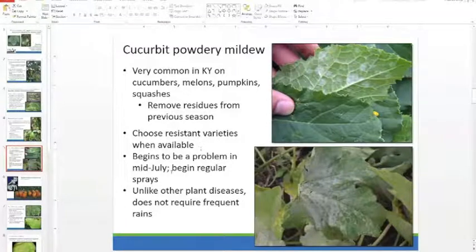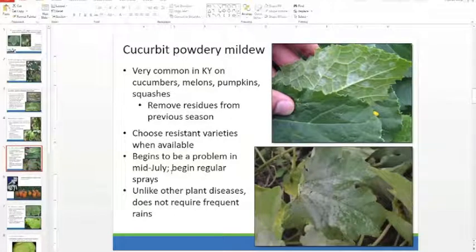In the vining crops, we really see powdery mildew beginning to become a problem in mid-July. In western Kentucky, that might be a week or two earlier. In eastern Kentucky, you might see it later in July. But really, July is the time point when you should start looking for and preventatively managing this pathogen.